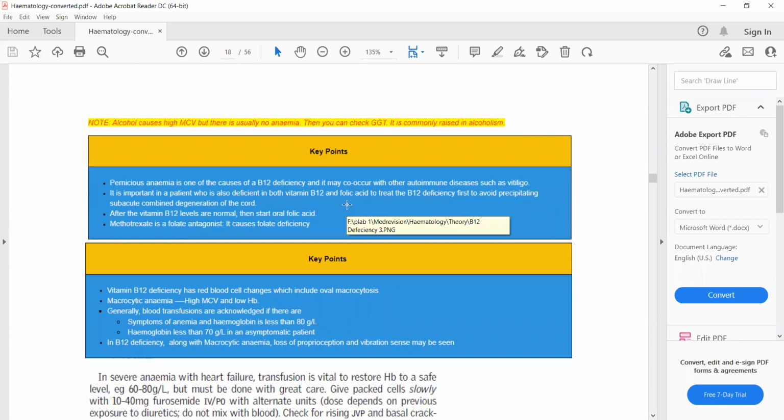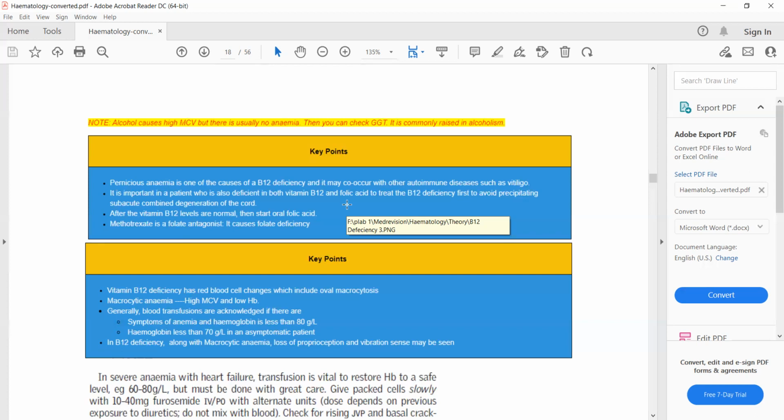Macrocytosis with low hemoglobin? Yes. Macrocytosis with normal hemoglobin. Normal, yeah. Okay. Macrocytosis with low hemoglobin is folic acid or B12 deficiency. Yes. Macrocytosis with normal hemoglobin or no anemia, then alcoholism. You will confirm it by GGT. And microcytosis with normal HB or no anemia, you will either think of thalassemia minor or thalassemia trait or polycythemia rubra vera. Right.